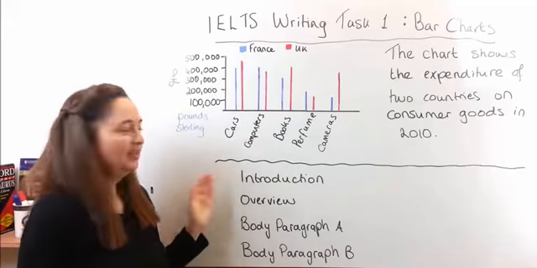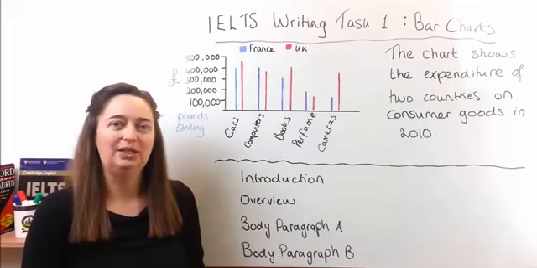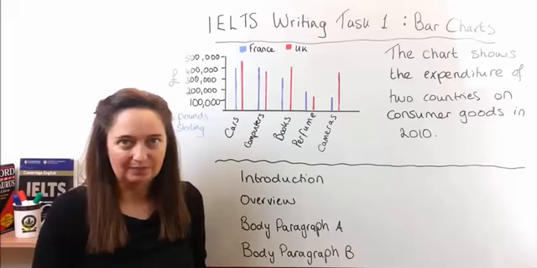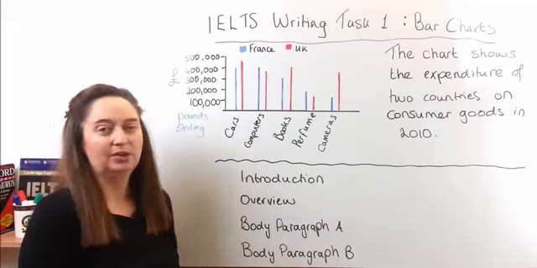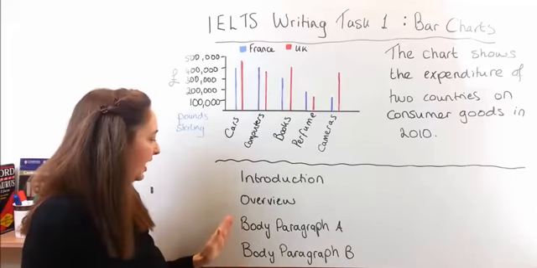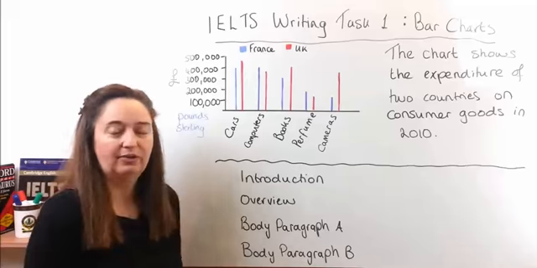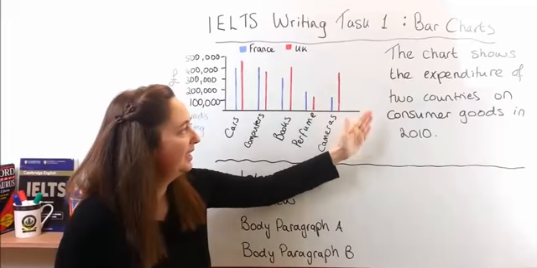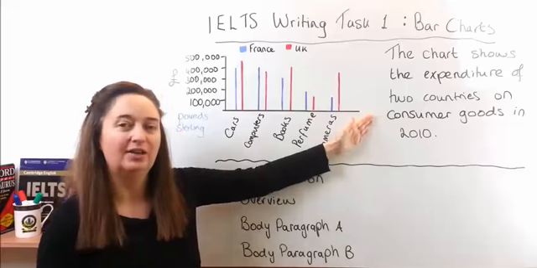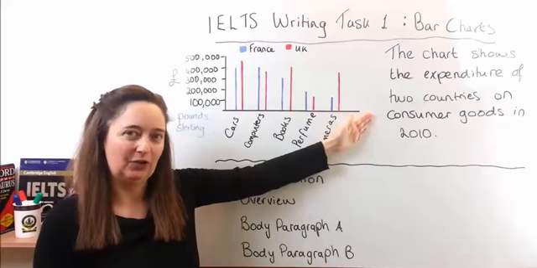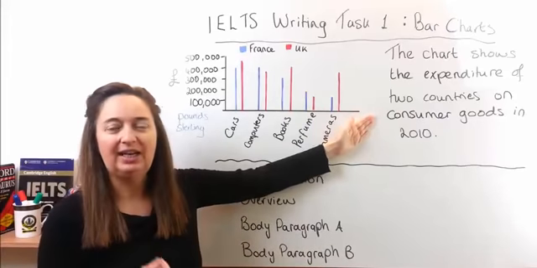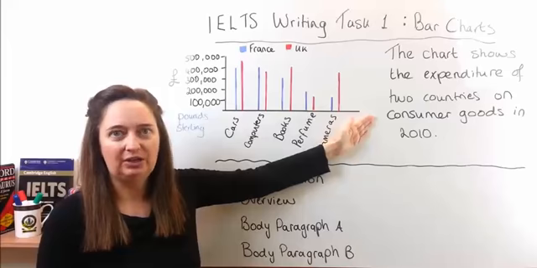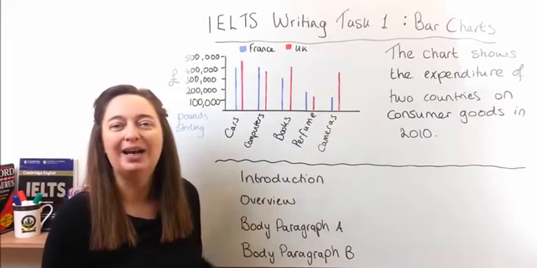The first paragraph that you will need to write is your introduction. Then you will have something called an overview. After that, you've got 2 body paragraphs. For the introduction, we need to paraphrase this statement here. So the information that IELTS gives you, we need to write it again in our own words for the introduction. Let me show you how to do that now.